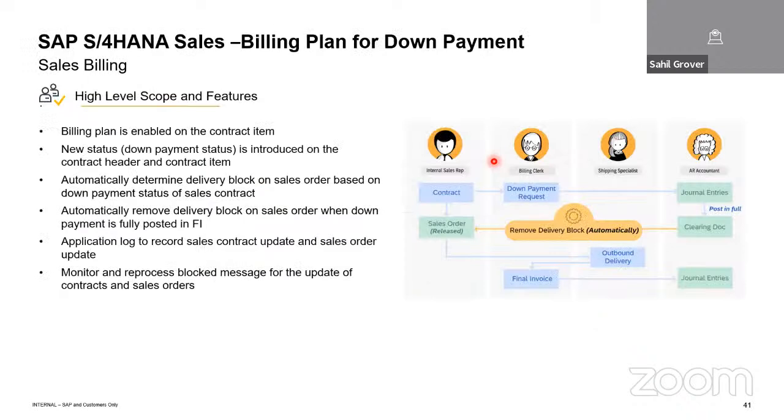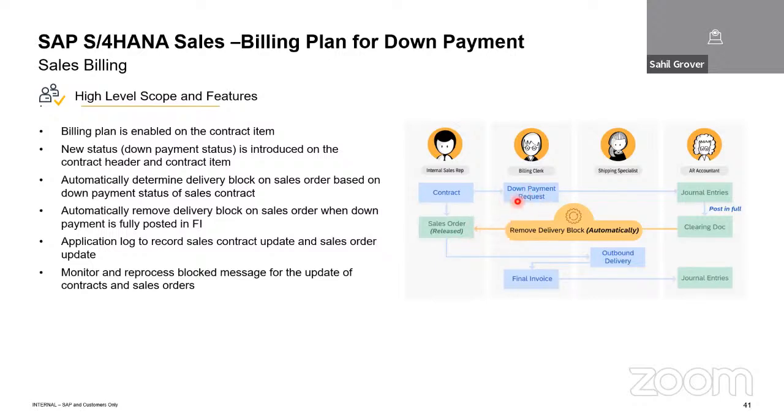Now we have the billing plan for down payment. So billing plan is now enabled for contract item. If you can see that we have an internal sales representative who is making a contract, and he can receive a down payment request. So a new status is introduced on the contract header and the contract item. Automatically, the delivery block on the sales order based on the down payment request is determined.